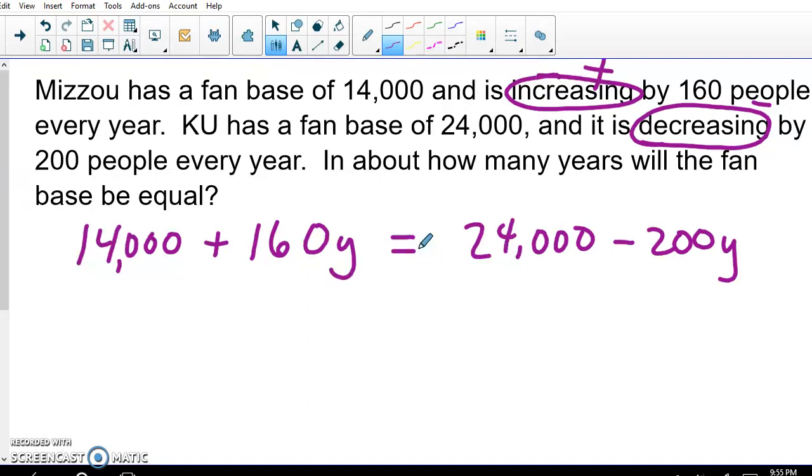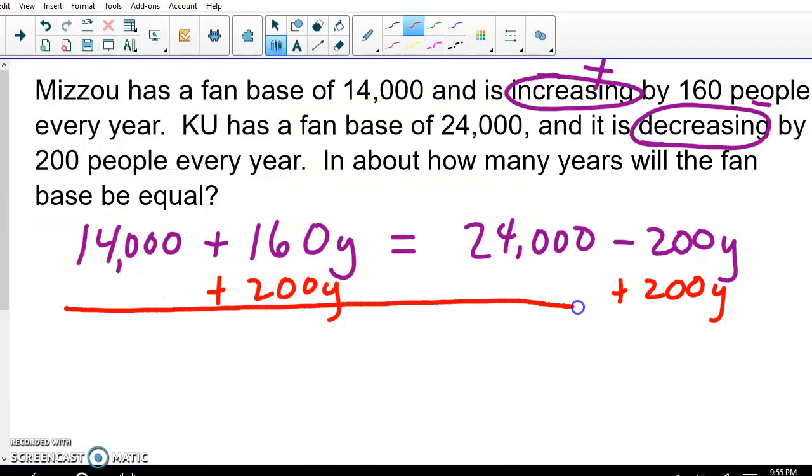Let's get our variables together. So I'm going to start by adding 200y to both sides. And you might notice that I am changing which side I start on in different equations. I always try to keep my variable positive. So I'm going to use inverse operations so that my variable will stay positive. So in this case, I don't want to subtract 160 from both sides because that's going to take me further into the negatives. So I would rather add 200y to both sides so that my y term can be positive.